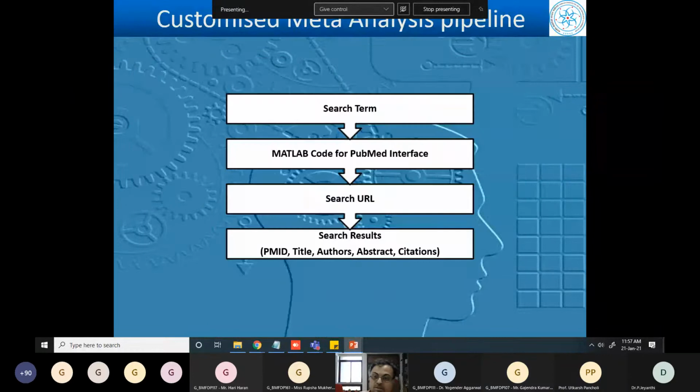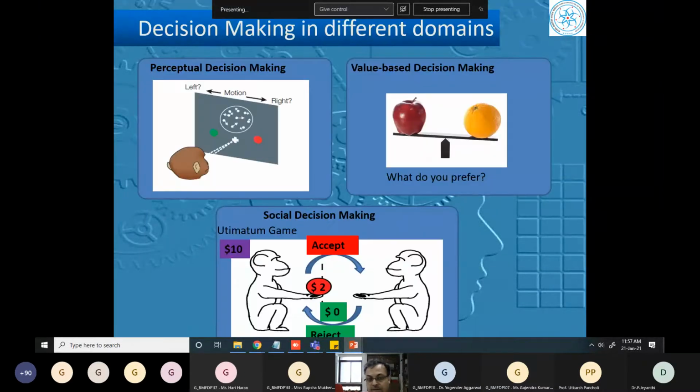Yes, sir. So we did our own PubMed research. We extracted the abstracts and picked up a very interesting problem of different domains of decision making. So perceptual decision making is like categorization of objects. Is this a scissor or a mug? That's a categorization. It's a perceptual decision, right?